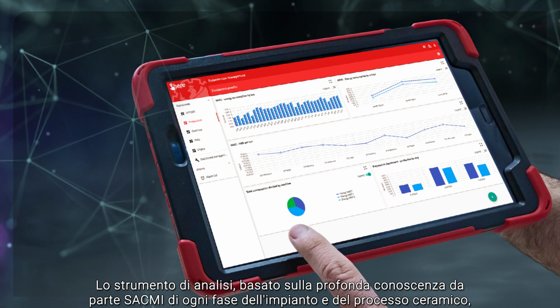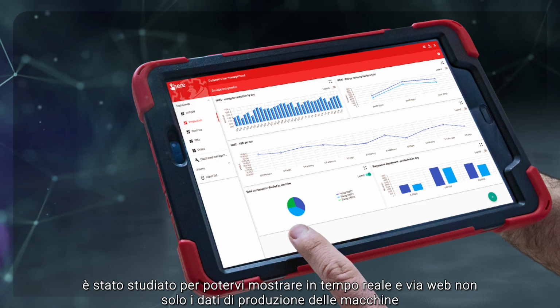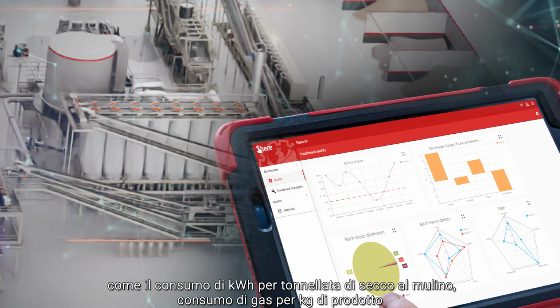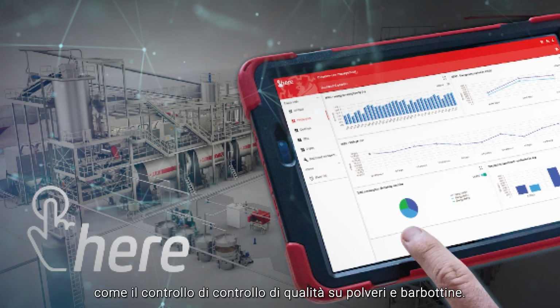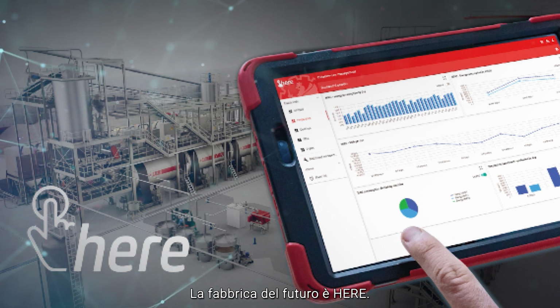The analysis tool has been designed to provide, in real time and via the web, the KPIs that are essential to efficient plant management. For example, you can measure consumption of kilowatt-hour per ton of dry material, gas consumption per kilogram of product, and kilocalories per liter of evaporated water in the spray dryer. With paperless support, it's even possible to attach analysis such as quality control on powder or slip. So, in a single word, the factory of the future is Here.